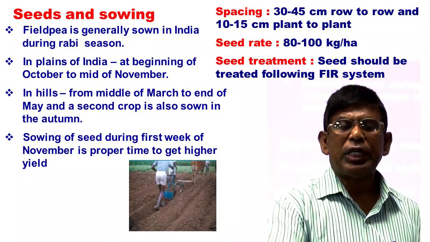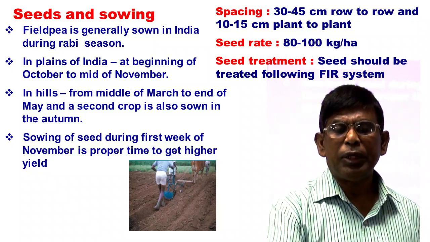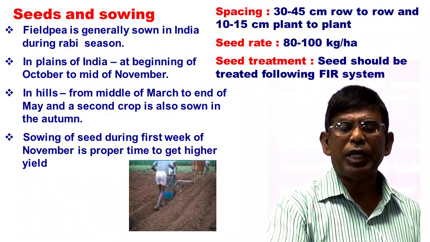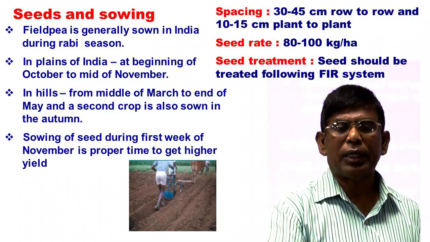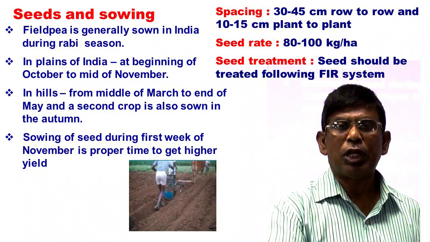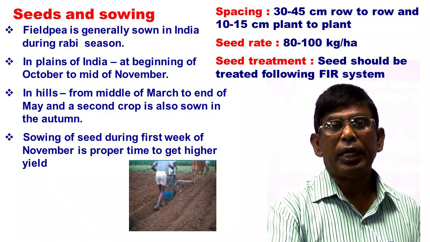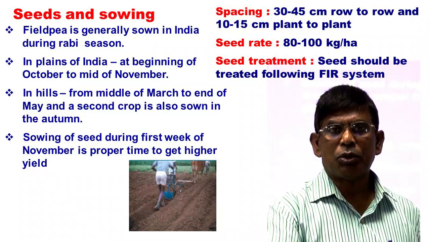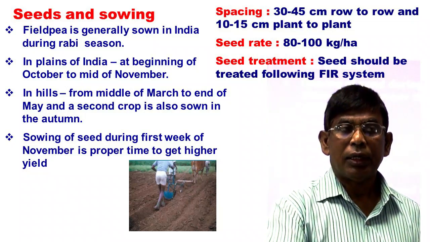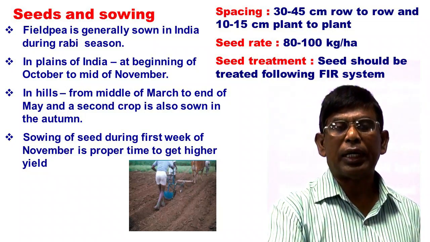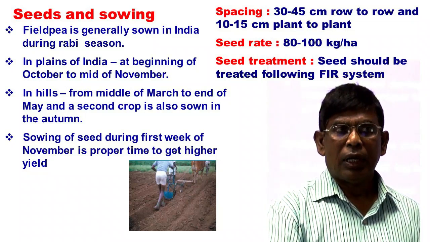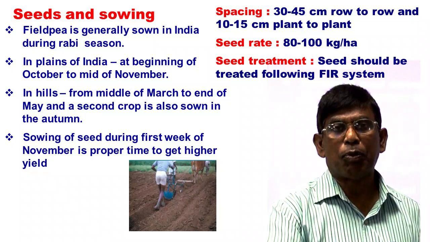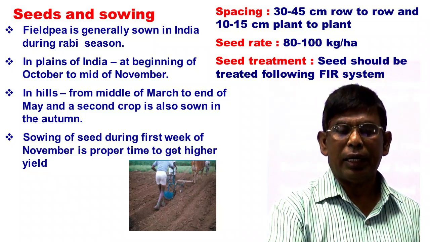Then coming to seeds and sowing. Chickpea is generally sown in India during the Rabi season. In plains of India, it can be sown from the beginning of October to the middle of November, whereas in hilly conditions, it can be sown from the middle of March to the end of May, and thereby a second crop can be taken in the autumn season. In plains, sowing of seed during the first week of November is the proper time for getting higher yield.